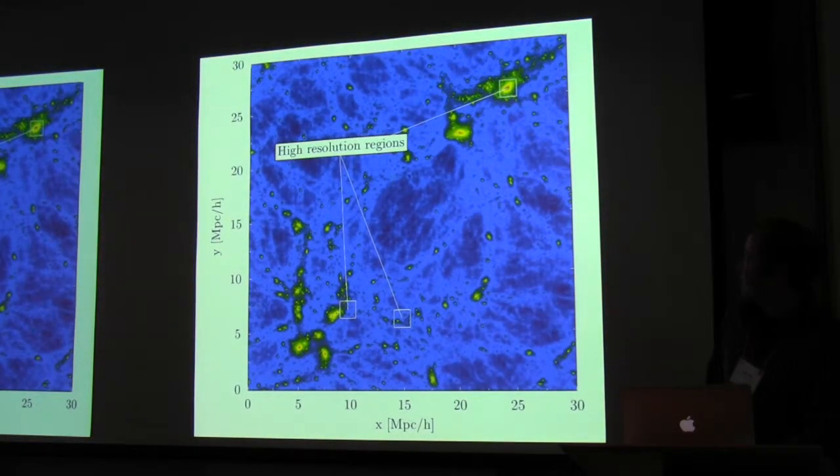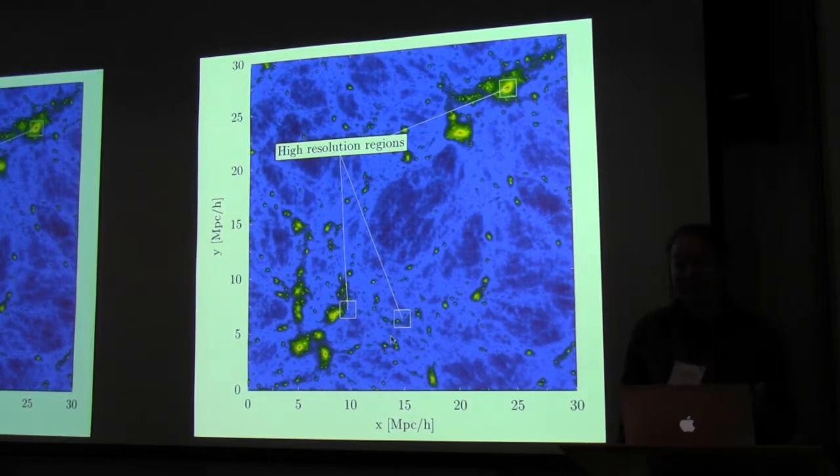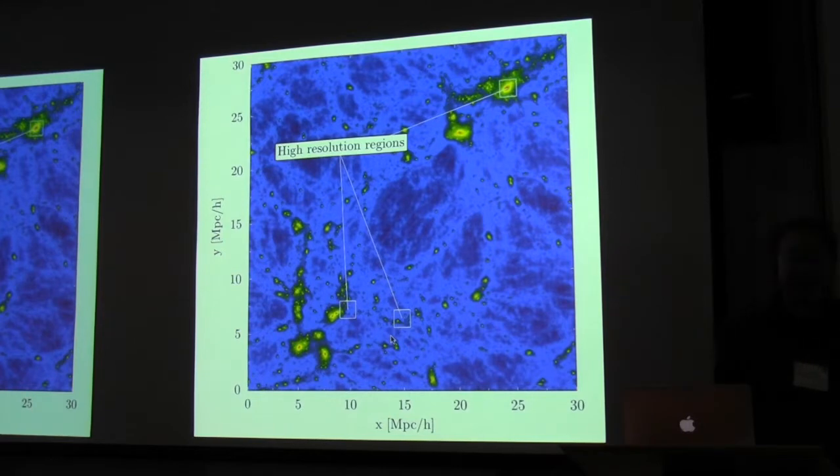So what I did was, this is a projection of dark matter in a 30 megaparsec over h box. From the implementation in YT, I added this title bar, but what's not included are these lines and these squares. So I just manually put this in. I want a square here, here, and here, and arrows to these places.